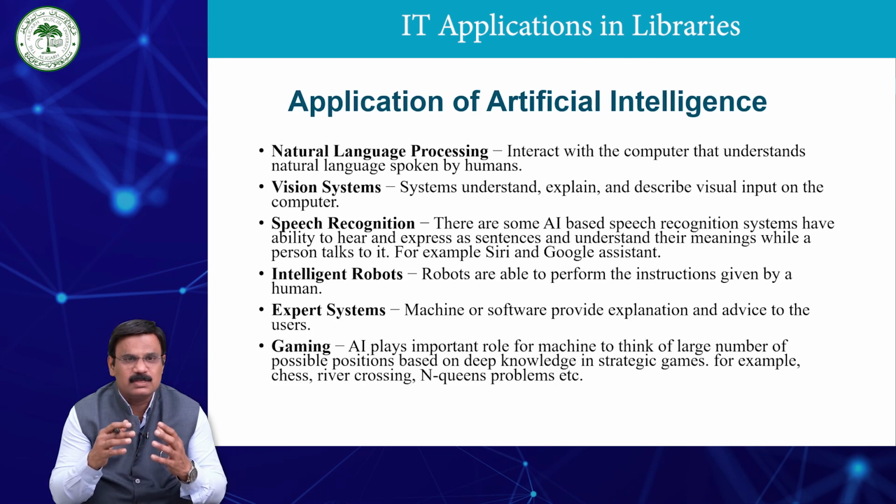Intelligent robots are able to perform the instructions given by a human. Next are expert systems, machines or software that provide explanation and advice to the users. Gaming: artificial intelligence plays an important role in enabling a machine to think through a large number of possible positions based on deep knowledge in strategic games, for example, chess, river crossing, Eight Queens problem, etc.